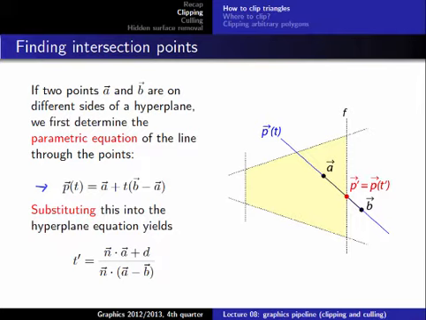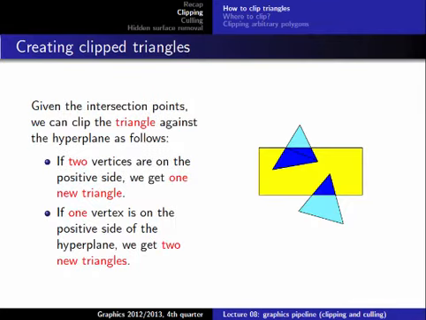And if we have this in parametric form, we can just put it into the implicit equation of the plane. Then we just have one parameter, and if we solve for that parameter, we get a concrete value, which I called here t dash. And if we put this t dash then in the line equation, then of course we get a specific point p of t dash, and this p dash is then our intersection point here that we can use to create this new triangle.